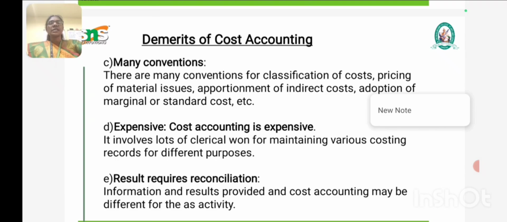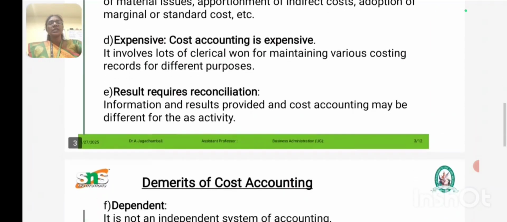The next one is that results require reconciliation. The result provided by cost accounting may be different from that of financial accounting, because each and every company follows its own rules and regulations. There is no uniformity across companies, so reconciliation is needed.